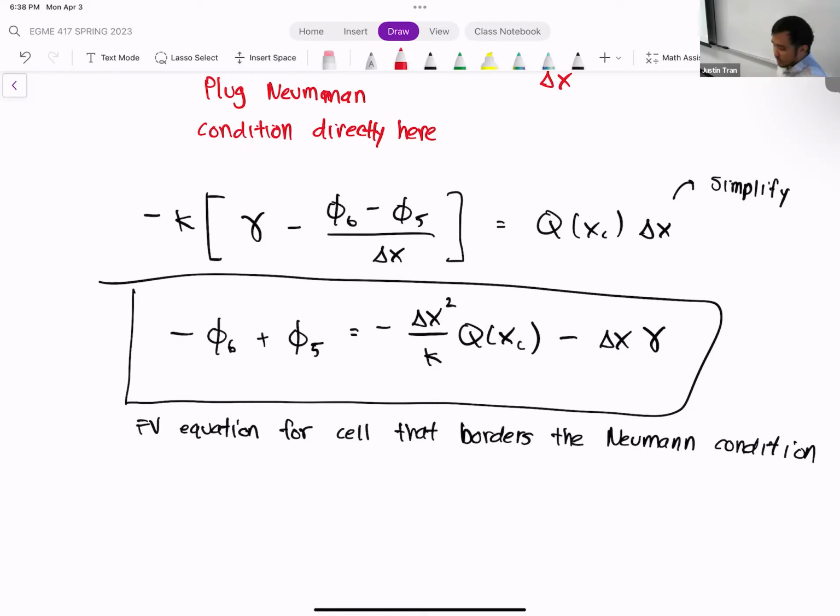You have to be particularly careful here, because if you'll notice, this term here on the right is negative. That is directly correlated with the fact that this was a Neumann condition on the right. If our Neumann condition is on the left, the sign of this term here will change. And you'll see that in the example that I'll do next.